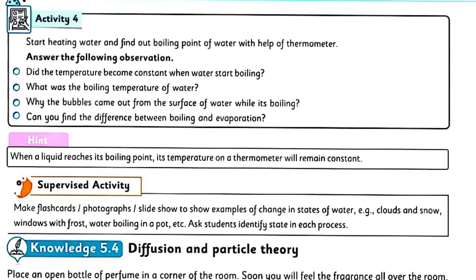Supervised activity: make flashcards, photographs, or a slideshow to show examples of change in states of water, e.g., clouds and snow, windows with frost, water boiling in a pot, etc. Ask students to identify the state in each process.